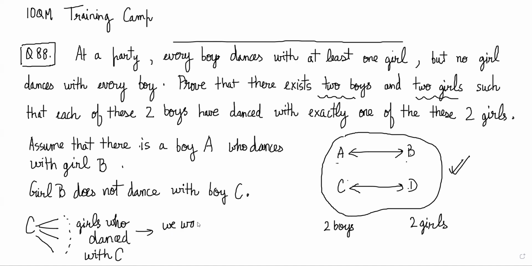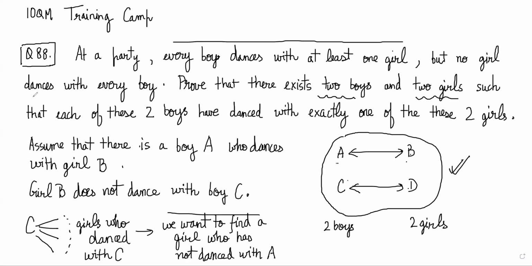we want to find a girl who has not danced with A. If we are able to do that, then that girl we can call our D girl, and that will finish the problem. We want to say that among the girls that dance with C, there must be some girl D who has not danced with him. And that's it. That will finish our problem, right? So how do we do this? How do we prove that there will be such a girl D, right?